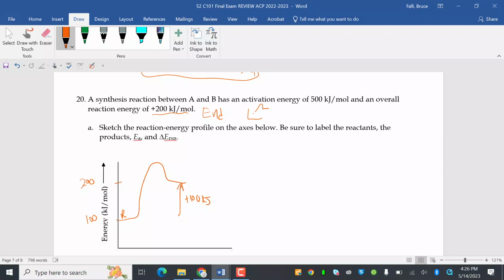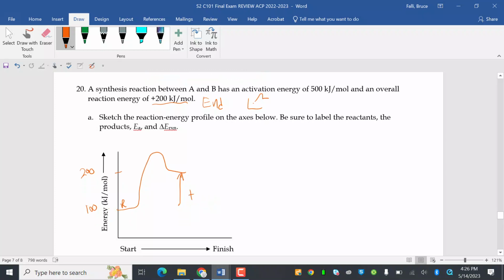Oops, that's not right. Overall reaction energy of plus 200. So this depends on whether it means the energy of the products, and that's not it. So this right here is supposed to be 200. These are different words than I think I would have used, but that's okay. Plus 200 here, which means this is going to have to be 300. And then the activation energy means from this spot up to here has to be plus 500. So 100 plus 500 is 600. So there you go. Sketch an energy profile on the axis below. Be sure to label the reactants and products.